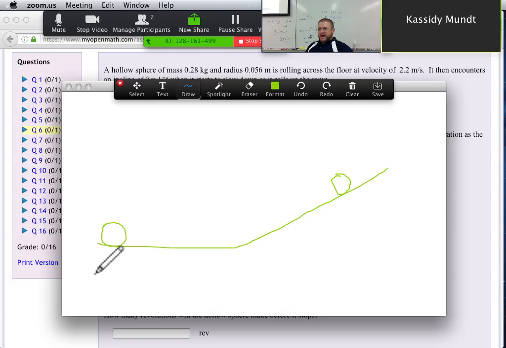At the beginning, we have what kinds of energy? Let's call this y equals 0. This is height equals 0. So at the beginning, you have linear kinetic energy and rotational, which is 1/2 I omega squared. That's rotational kinetic energy. And then you have the translational kinetic energy, 1/2 m v squared, right?